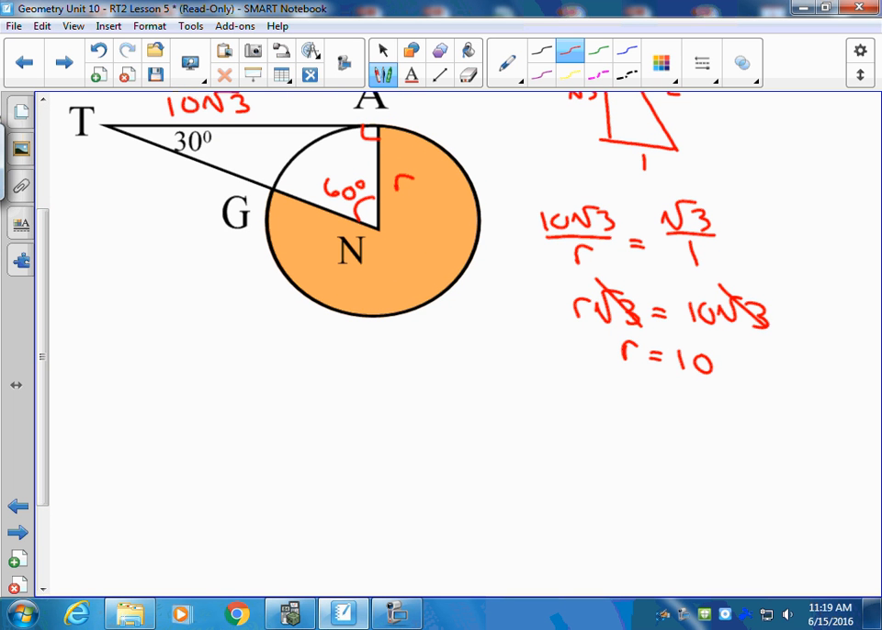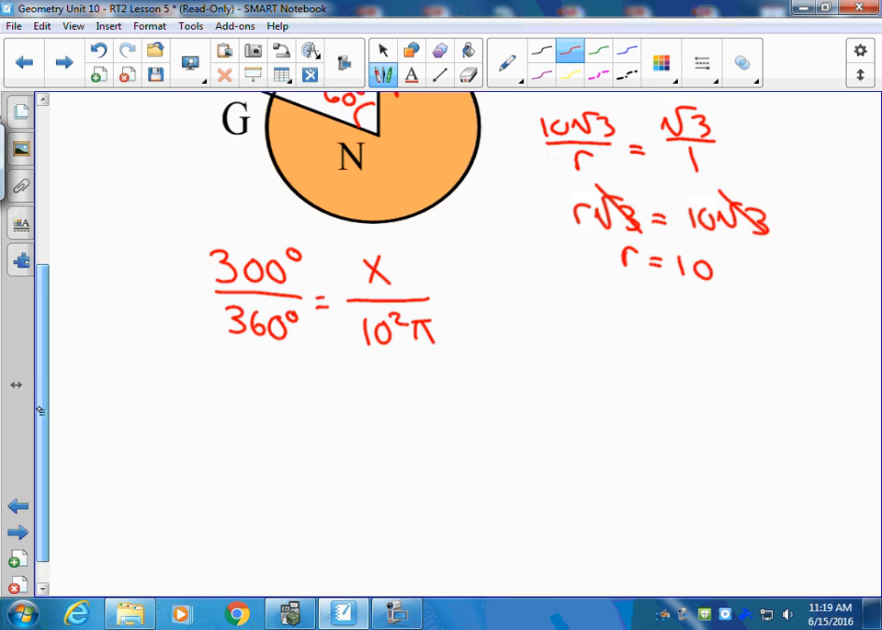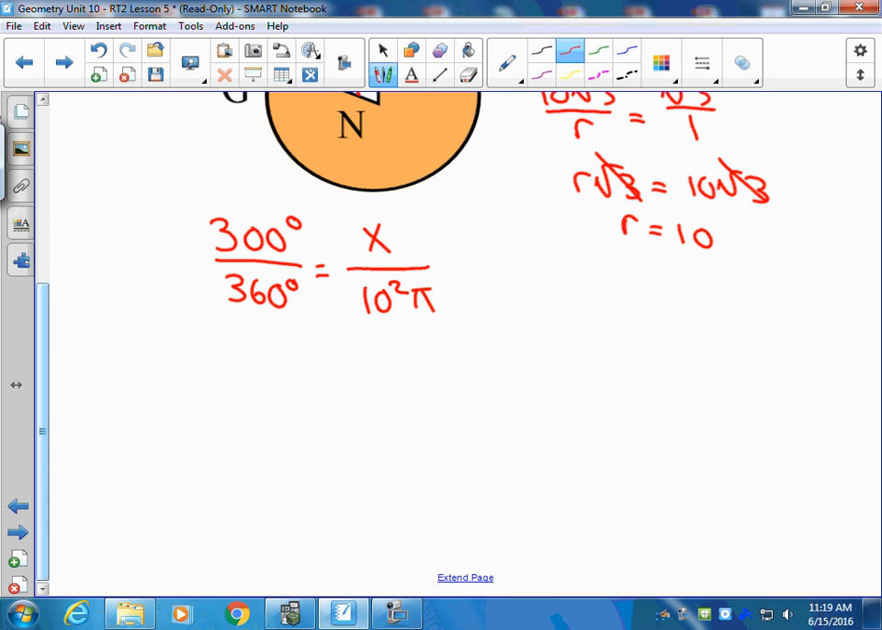Okay, so now we know that this white region is 60, so the degrees of what we're looking for is 300 over the total circle, which is 360, and that is going to equal the total area, 10 squared pi, over our desired region, x. Okay, so now what we want to do is cross multiply and solve.